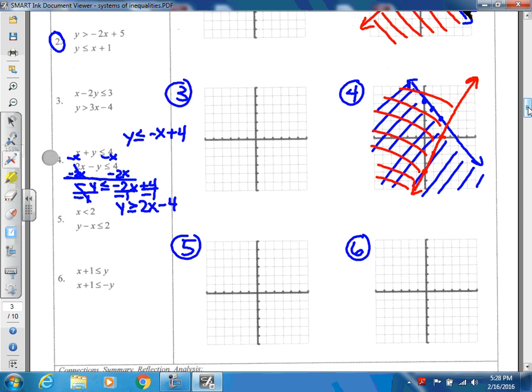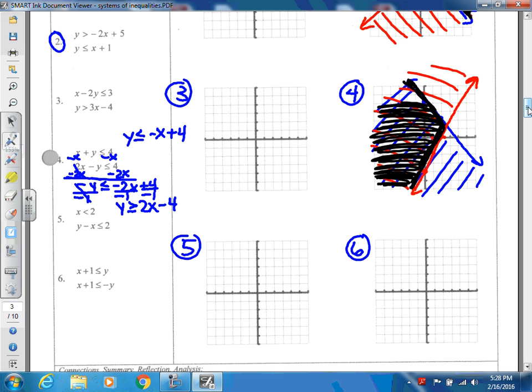So now you can see where your two shadings overlap, or if you're using colors, it's very easy to see where the two colors overlap. And now you want to darken in that region. So you want to use the boundary lines from the one going downhill and the boundary line from the one going uphill. So this whole left side over here, all of this is your answer region. Okay, so that's what the picture would look like in terms of an answer.